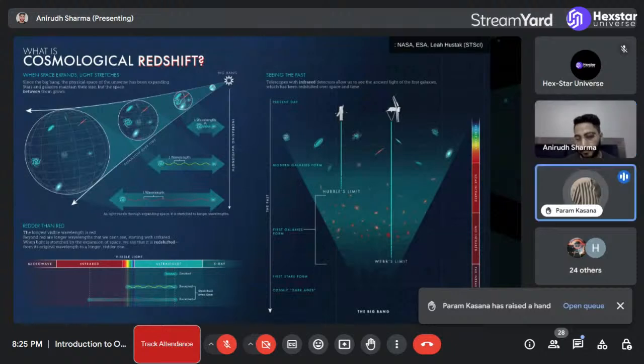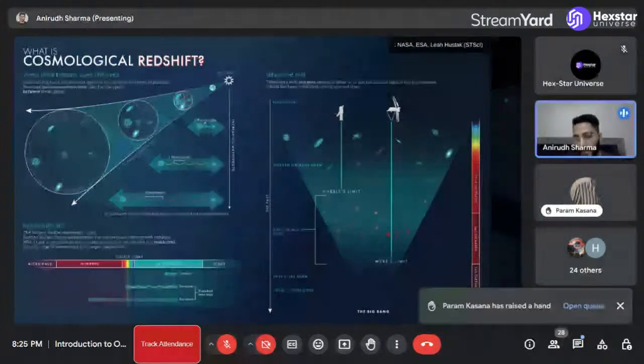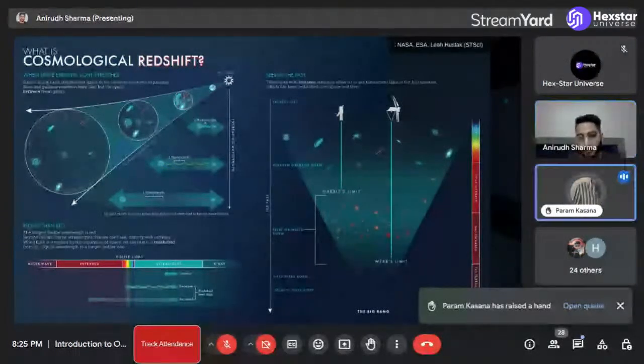Oh yeah, okay. So you mean to say that space is not expanding in a particular way, like no particular direction. Yes, there is no direction. It's expanding everywhere. Okay, cool. Thank you. You're welcome.